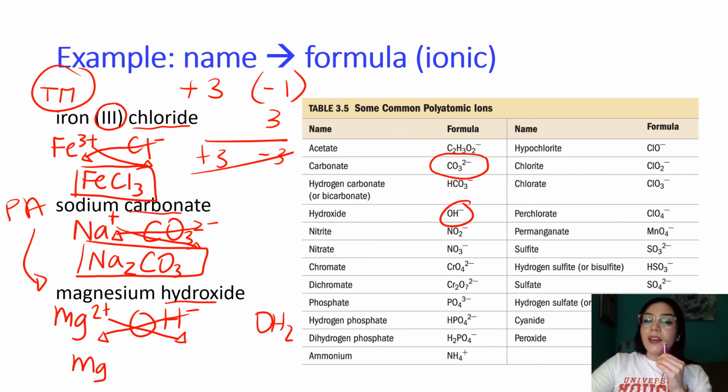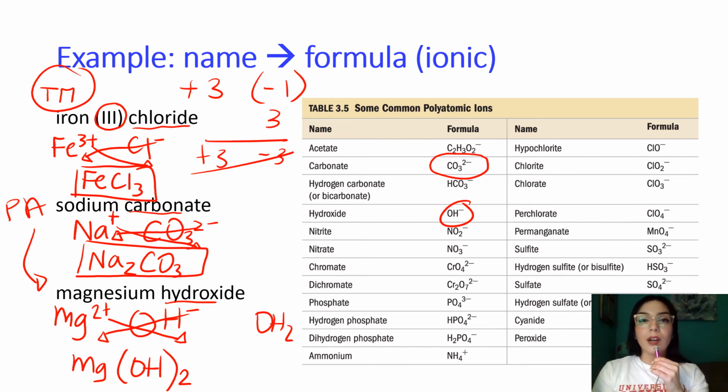If you write that, you're writing a completely different molecule, which is actually water, which you don't want. So you're going to put this in parentheses, because having 2 OH units is different from OH2. OH2 is water. OH in parentheses with a 2, that means you have 2 separate hydroxides in there. So this would be the formula for magnesium hydroxide.